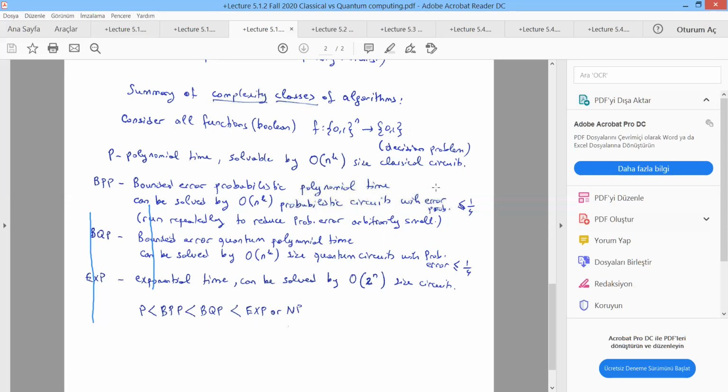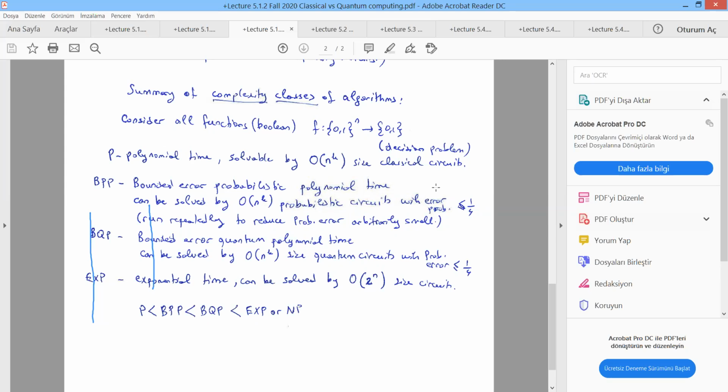P, polynomial time. That means the problem is solvable in polynomial order, n to the k, where k is an integer. So n to the k is a polynomial order. This is called polynomial time, or algorithms or circuits that scale polynomially with n. These are also the easy problems that we have been mentioning.